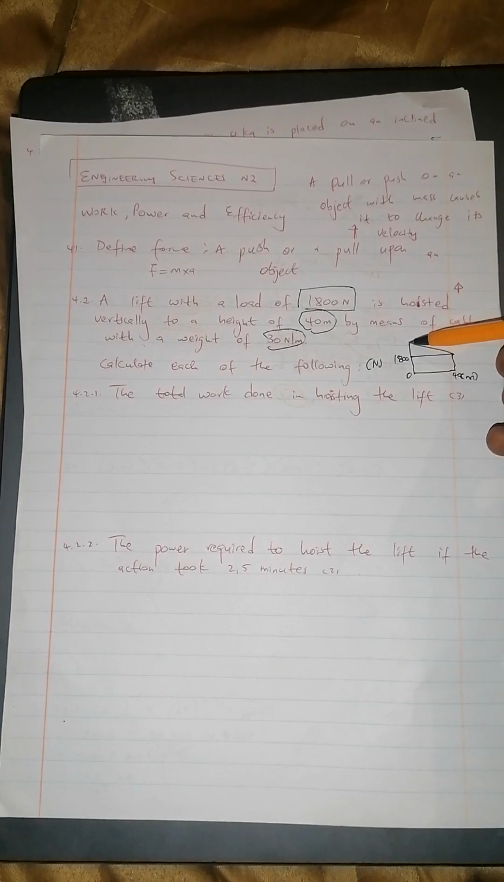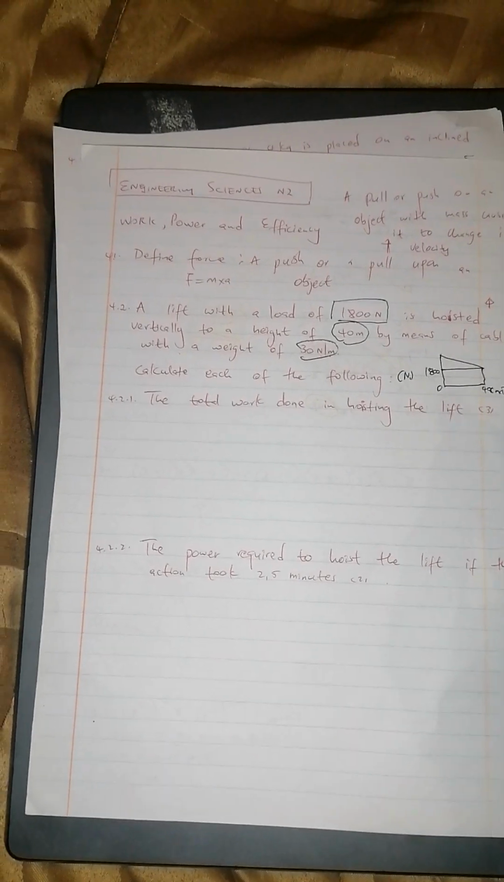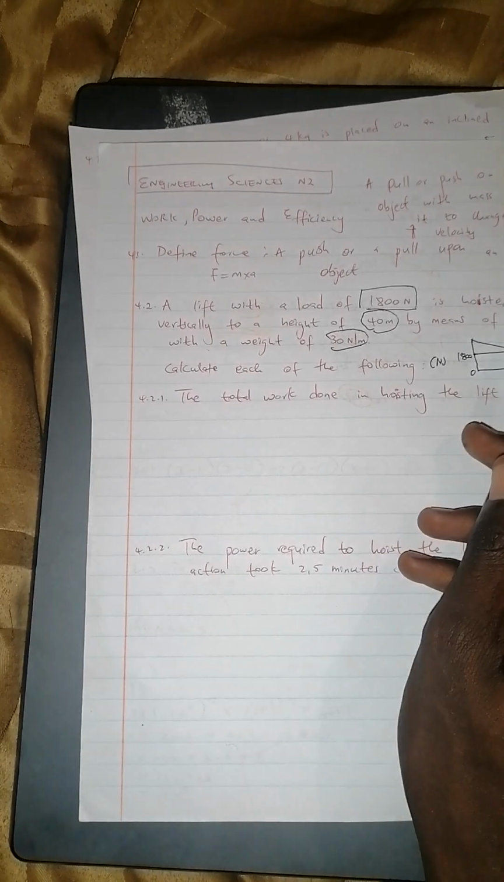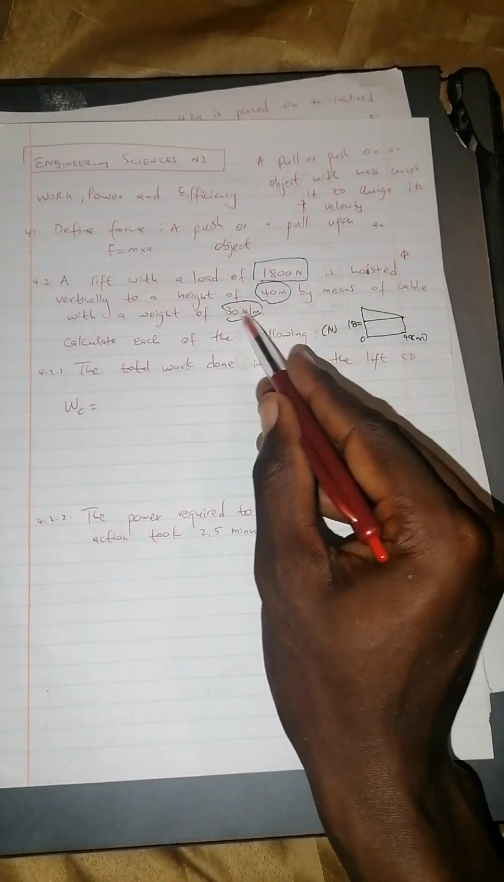But we don't know the force for this point. So to answer this kind of question, we have the weight, and now we have to find the weight of the cable. The weight of the cable equals the height multiplied by the weight of the cable per meter, so it is 30 by 40.